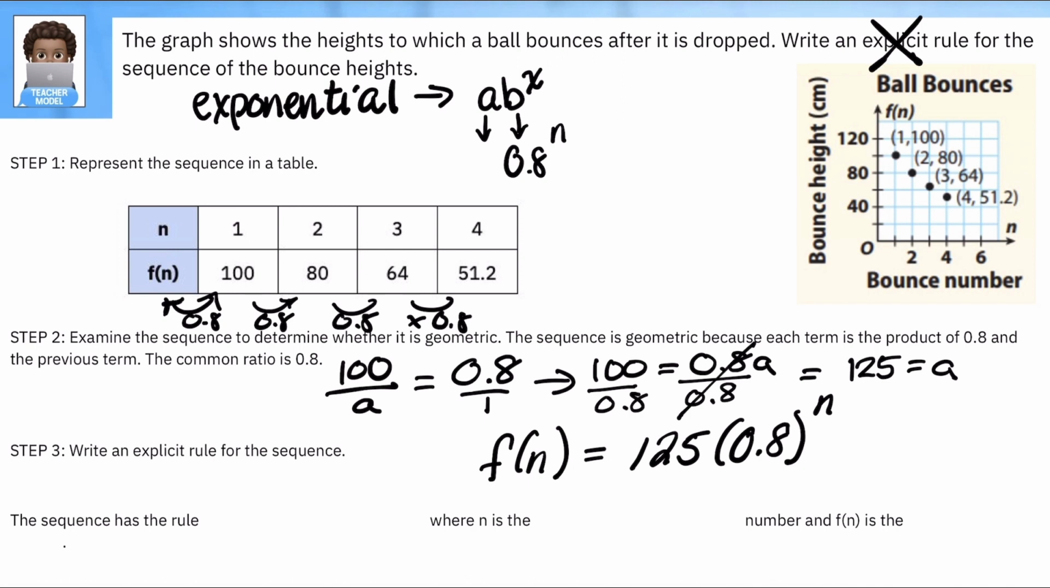All right, so hit pause and jot this down. Again, this is only if they're asking for exponential, but in reality, most of our questions for today are going to ask for this in the explicit rule. I just wanted you to see the slight differences between both.